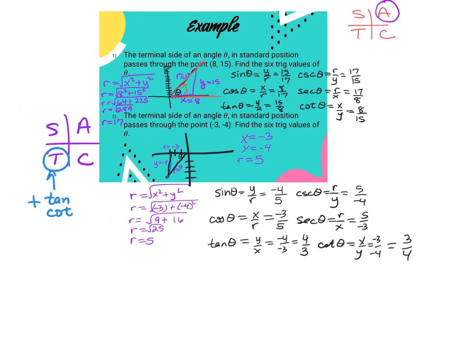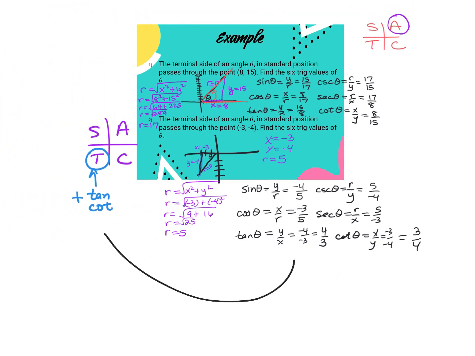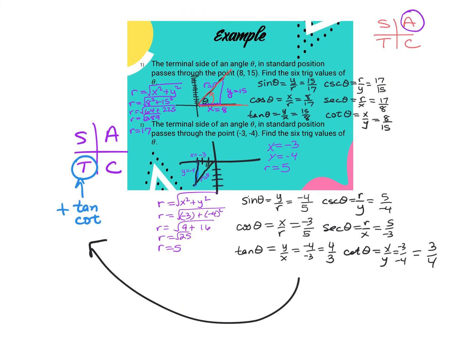So again, because we did our "All Students Take Calculus," I know that in quadrant 3, T stands for tangent and cotangent. These are the only 2 that are positive in quadrant 3. So this is what you're doing in the first 4 questions of the homework. You're going to go ahead, find your r value, and then just plug in the x, y, and r into the 6 functions and make sure you memorize those.